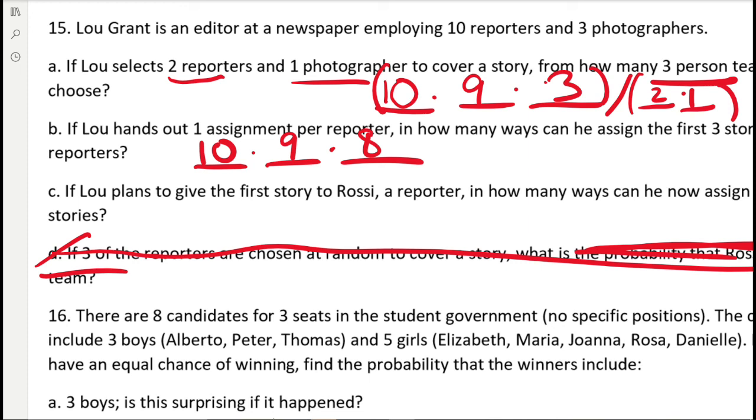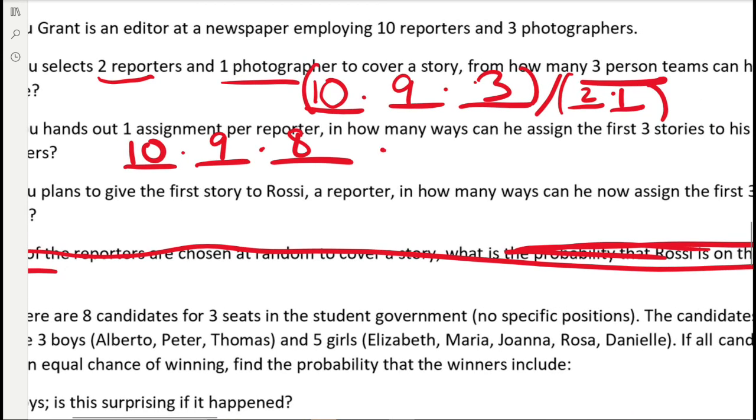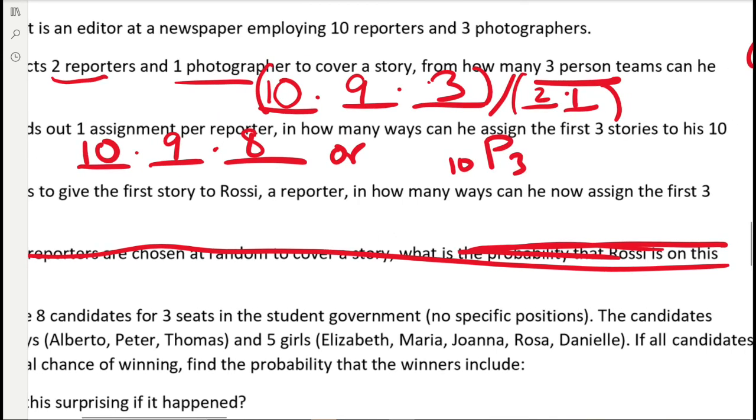Now note that the order in which the assignments are done matters, because the first reporter will get a particular assignment, and that's a very specific assignment. So it matters the order in which he gives out the assignments. You can think of it as 10 times 9 times 8, or you can just think of it as a permutation of 10 people chosen 3 at a time. Either way, you're going to get the same answer, 720 total ways of doing that.